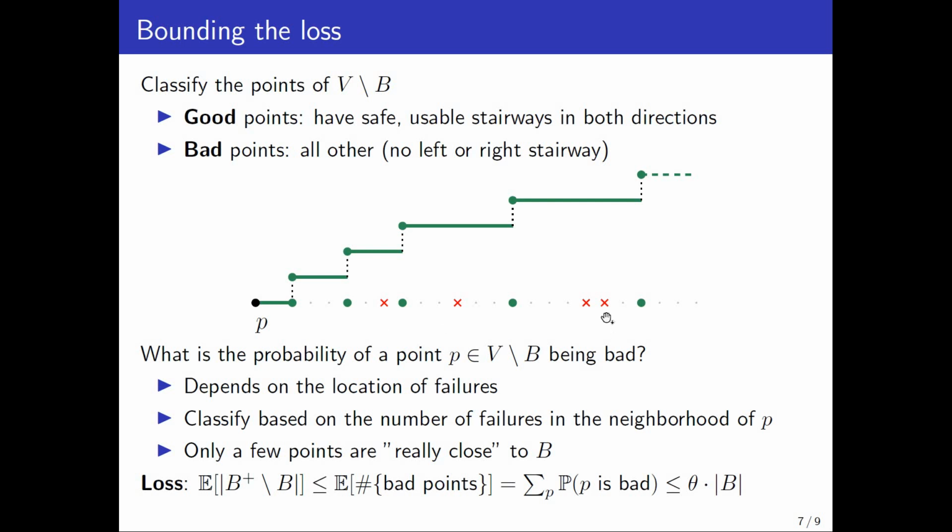Intuitively, a point is more likely to be a bad point if it is close to the failure set, and it is more likely to be a good point if it is far from the failure set in some suitable sense. Thus, we do a classification based on how close a point is to the failure set, and after doing the math, we end up with the bound on the loss that we want. This was the one-dimensional construction.